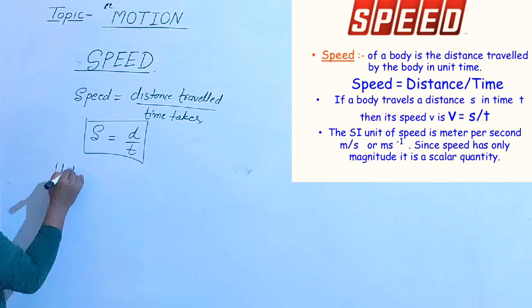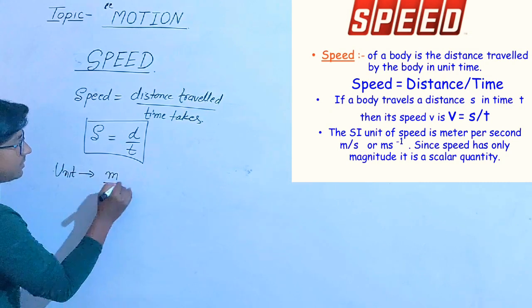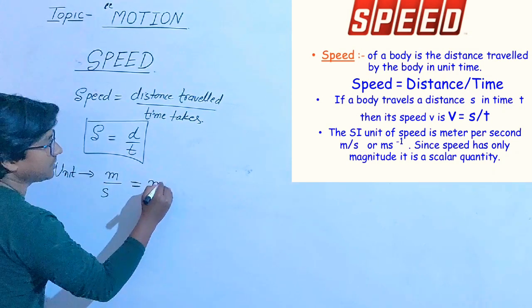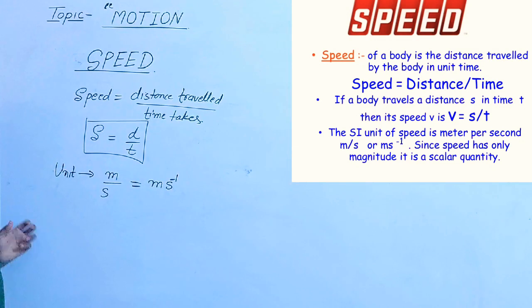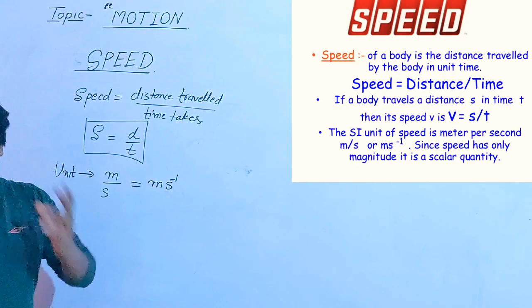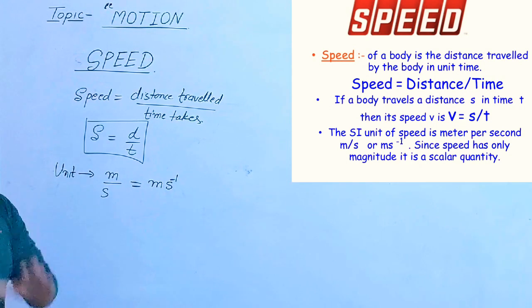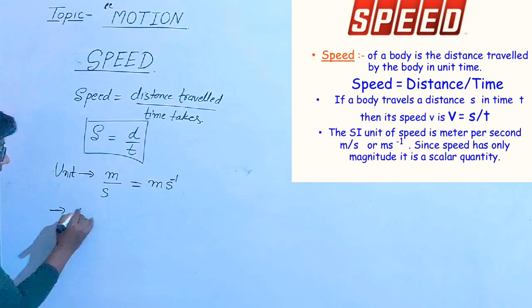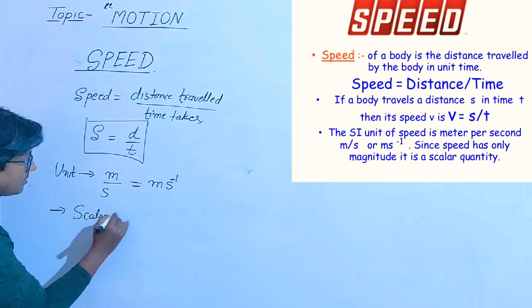So the unit is meter per second. And yes, as you know students, speed has only magnitude, there is no direction. So speed is a scalar quantity.